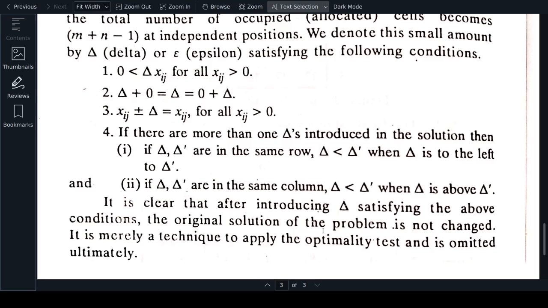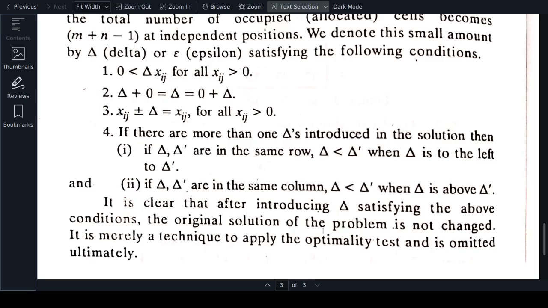And the fourth one is if there are more than one deltas introduced in the solution. If delta and delta dash are in the same row, then delta is less than delta dash when delta is to the left of delta dash, and if delta and delta dash are in the same column, then delta is less than delta dash when delta is above delta dash. And it is clear that after introducing delta satisfying the above conditions, the original solution of the problem is not changed. It is merely a technique to apply the optimality test and is omitted ultimately.